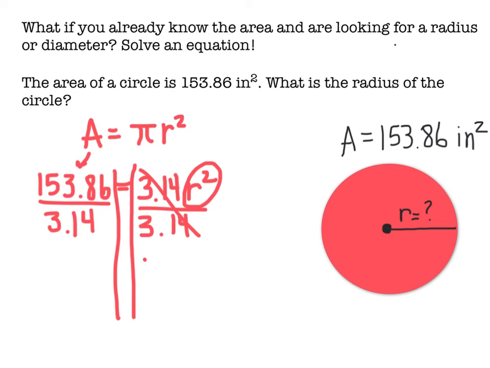And this gives us r squared is equal to 49. So r squared is not exactly what we wanted to know. We wanted to know what r is equal to. So what number to the second power is equal to 49? If you said 7, you would be correct. 7 to the second power is equal to 49. So the radius is 7 inches.